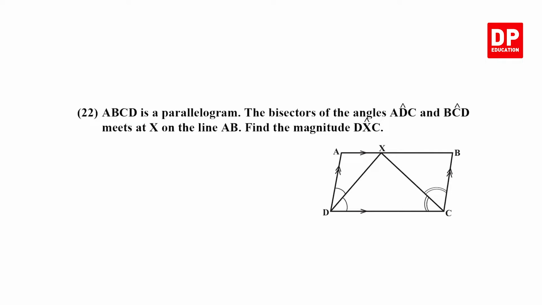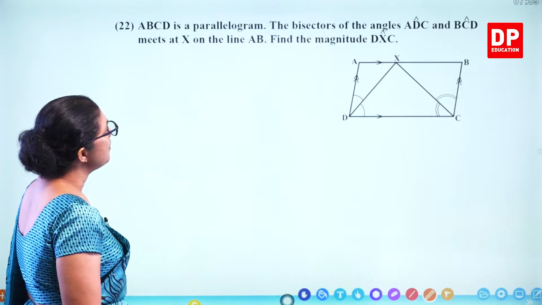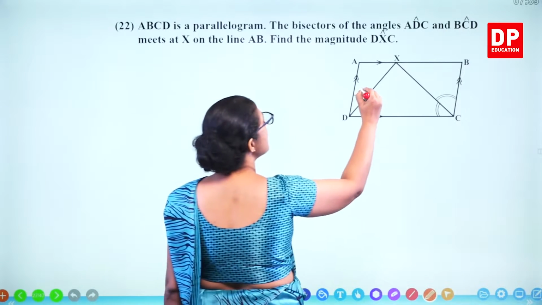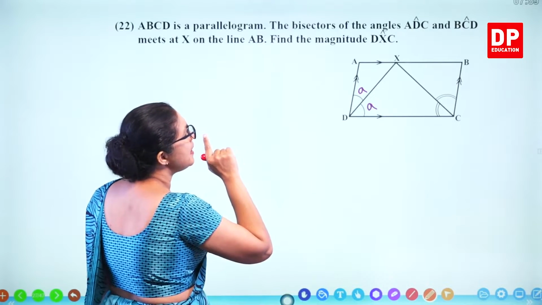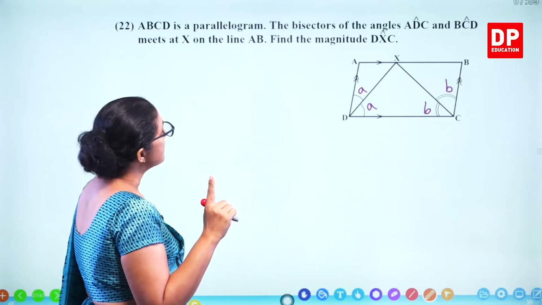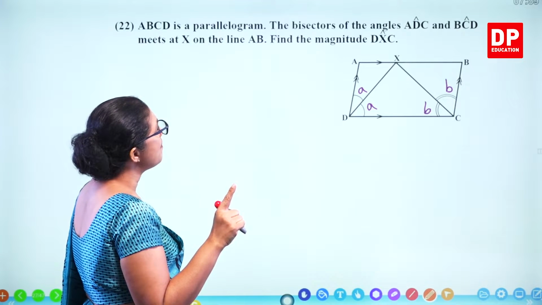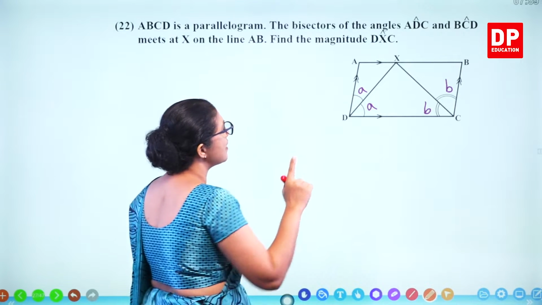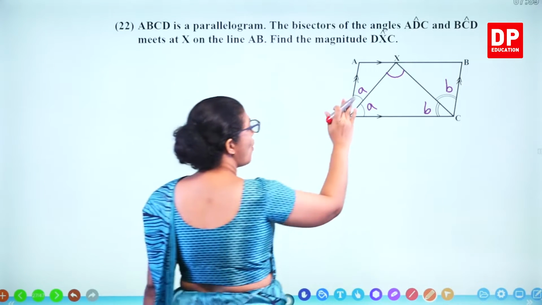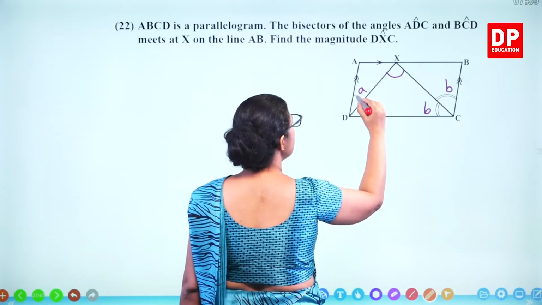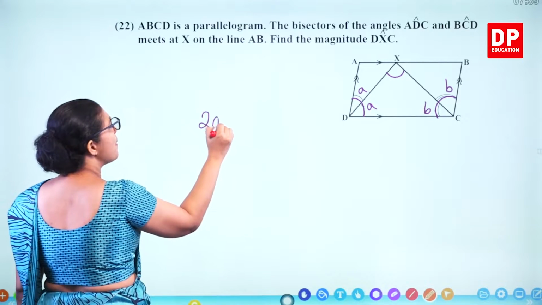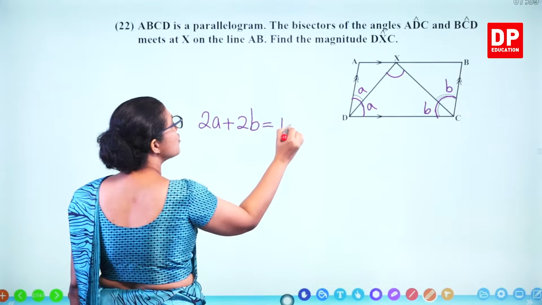Question number 22. ABCD is a parallelogram. The bisectors of the angle ADC, this one, so if this is A bisector, and BCD bisector, we can say this is B, this is B, meets at X on the line AB. Find the magnitude DXC, this angle. Now this is a parallelogram, so allied angles add up to 180. So this one and this one, both are allied angles. 2A plus 2B is equal to 180.